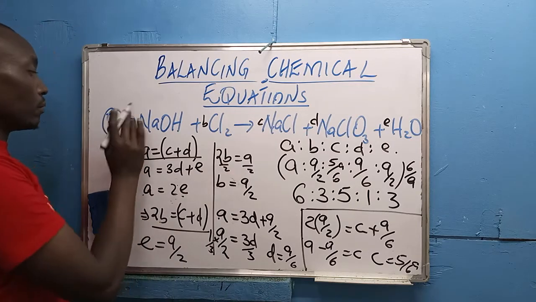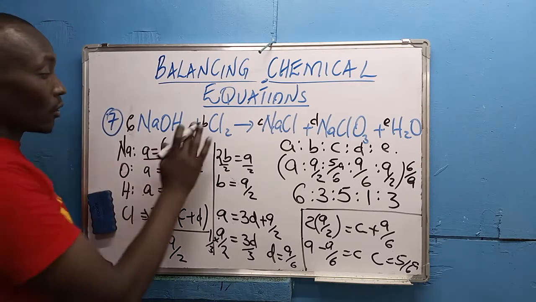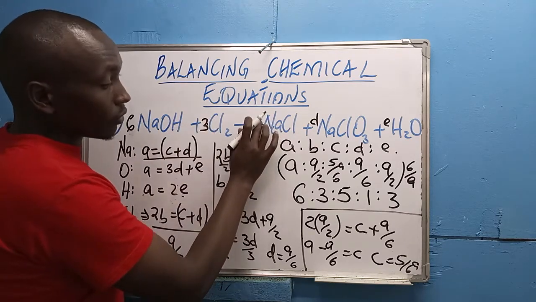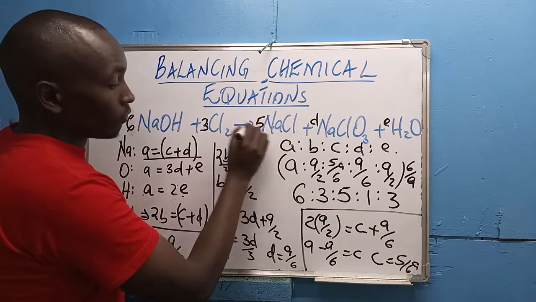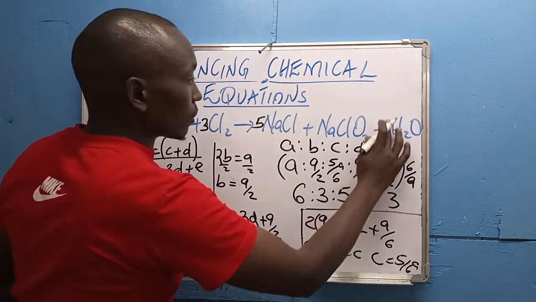I can simply replace the letters here with my figures. This is 6. Good. This one is 3. This one, according to the ratio, is 5. This is 1. And this one is 3.